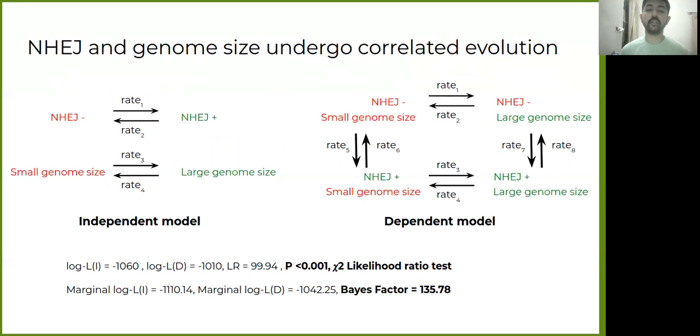For that, we compared two models. In one model, we allowed the two states, NHEJ and genome size, to evolve independent of each other across the bacterial phylogeny. On the other hand, we allowed them to evolve dependent on each other, giving us four states across the bacterial phylogeny. We used maximum likelihood and Bayesian approaches to do this comparison. And what we see is that there is indeed a signal for correlated evolution for genome size and NHEJ.